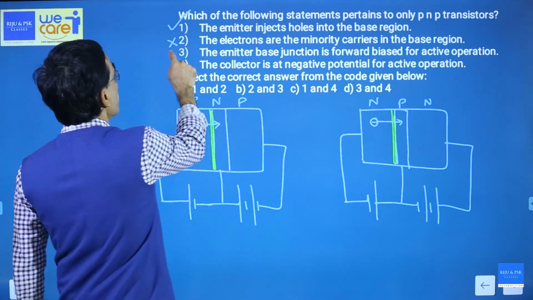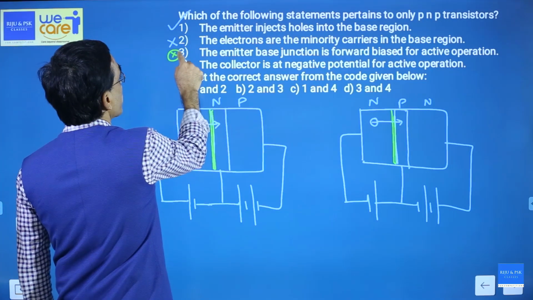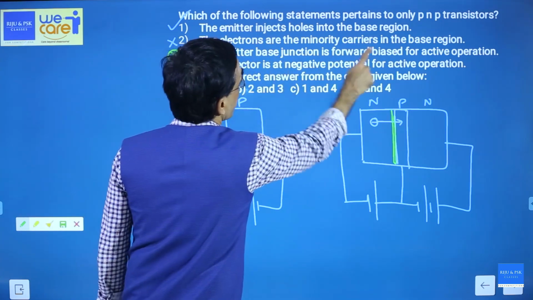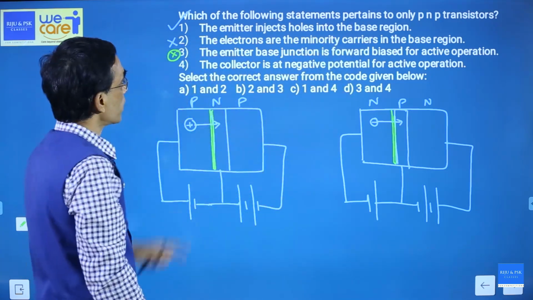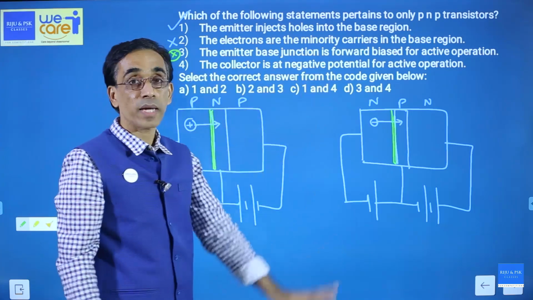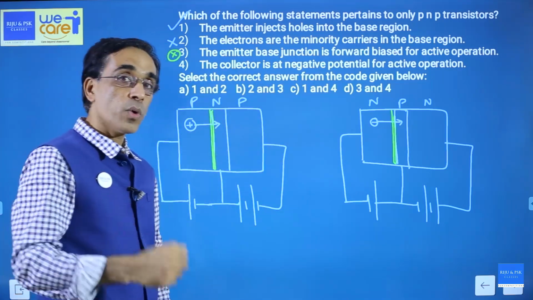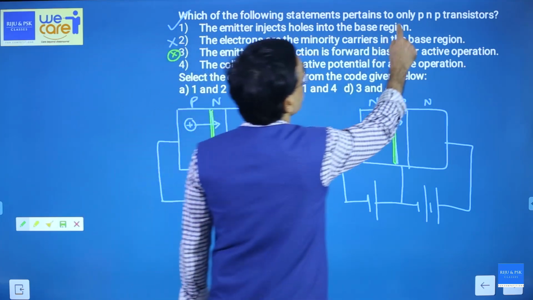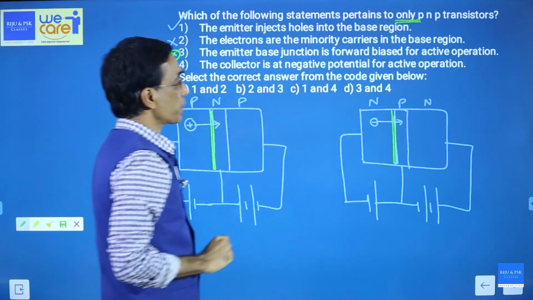So I will say, when I say wrong, this statement is completely nonsense. But for PNP that is not correct. The emitter-base junction being forward biased is applicable for both NPN and PNP. But here we want only PNP. So you can't choose that one.